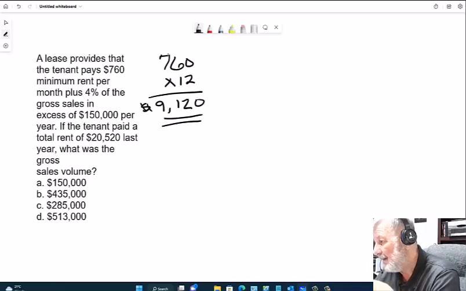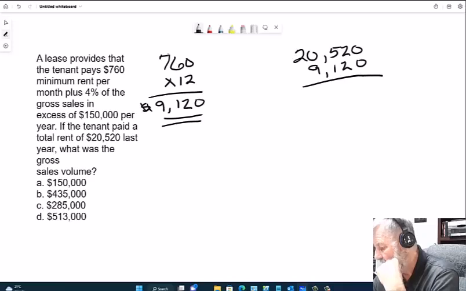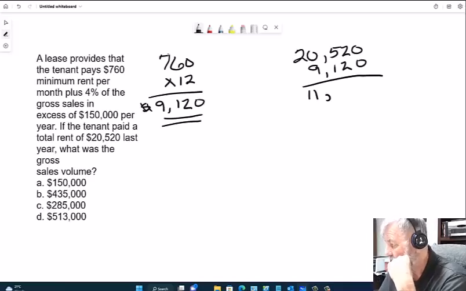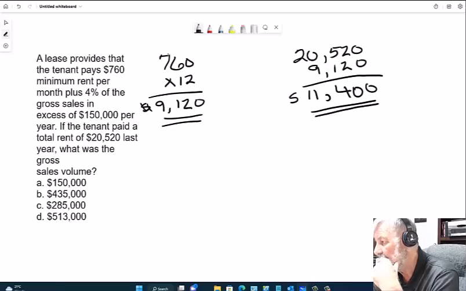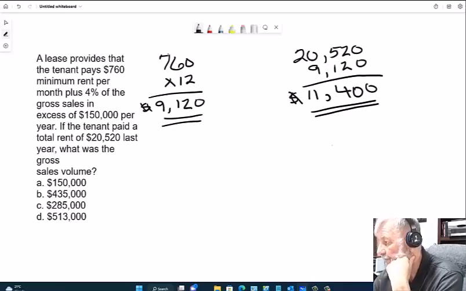Now we know he paid $20,520, and his minimum is $9,120. So that means he paid, make sure I got this right, 20,520 minus 9,120 equals 11,400. So he paid $11,400 over the base rent.